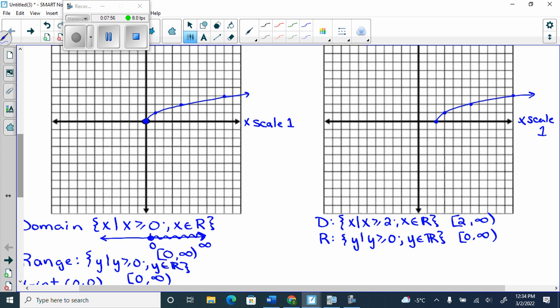What's my x-intercept at? I'm going to write it here. X-intercept is at 2, 0. My y-intercept does not exist. And what's the transformations? Horizontal translation, 2 units right, yeah.